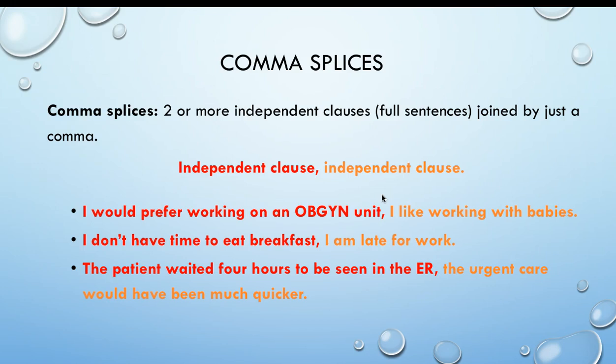So comma splices are somewhat easy for people to notice when they're looking for them. You have two full sentences and they are separated by just a comma. So we have independent clause in red and a second independent clause in orange. And for each of these examples, you can see it's a full sentence. I would prefer working on an OBGYN unit, period, full sentence. I like working with babies, period, full sentence. The problem is we have a comma here in between those sentences instead of a conjunction or an appropriate punctuation mark.